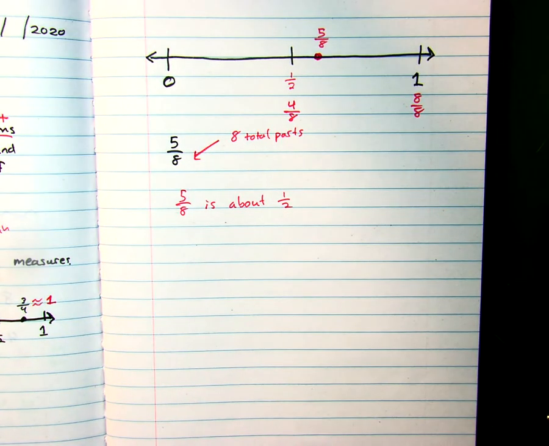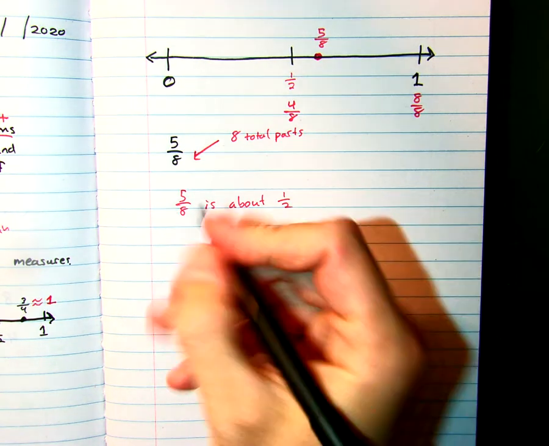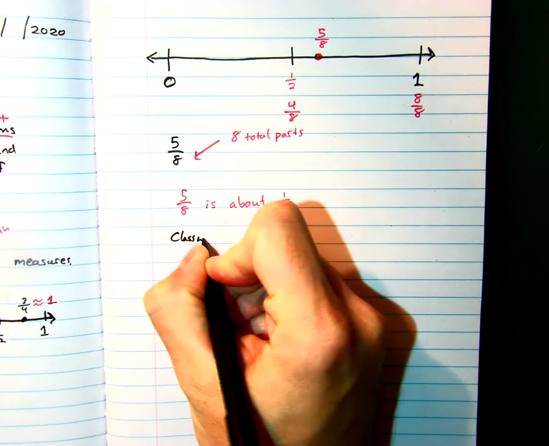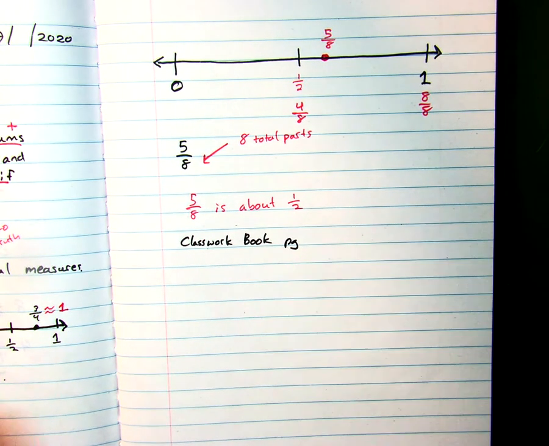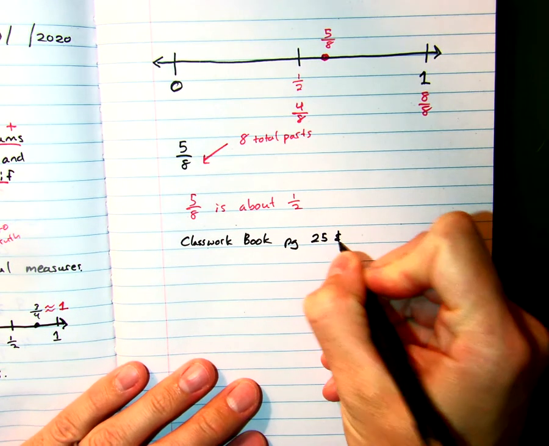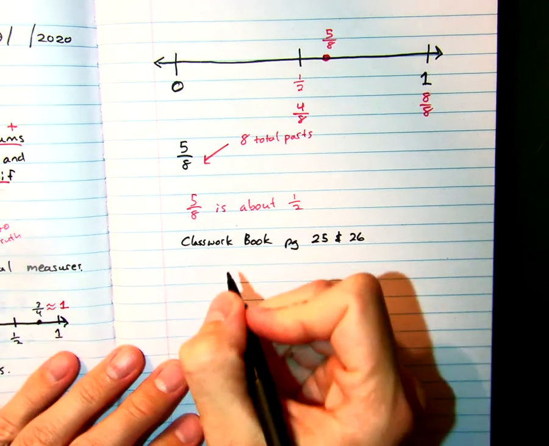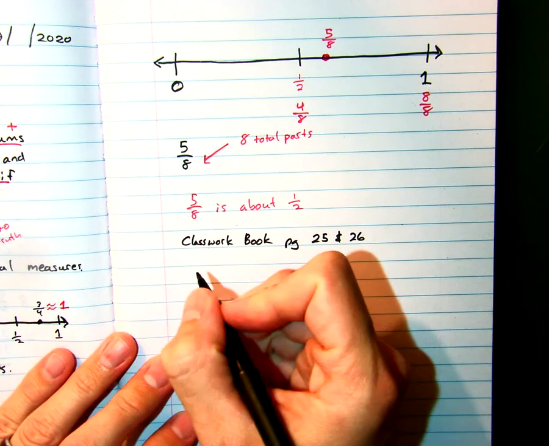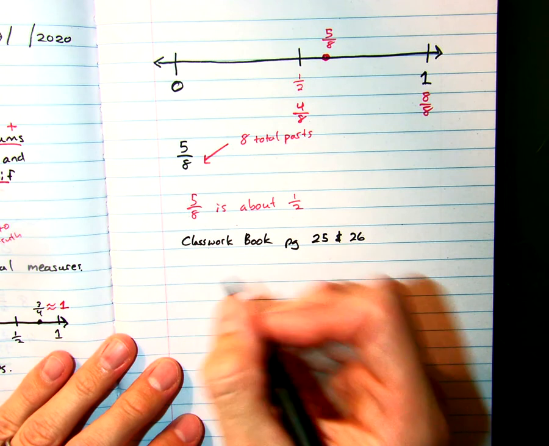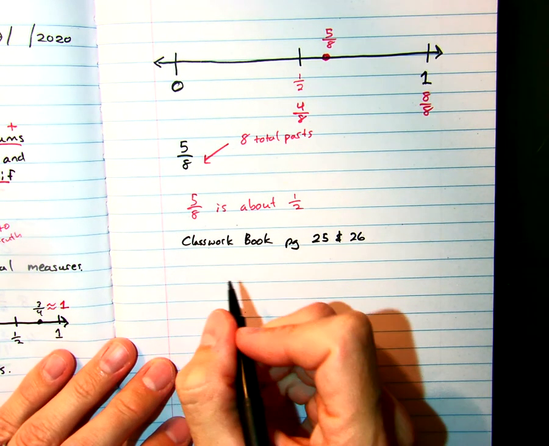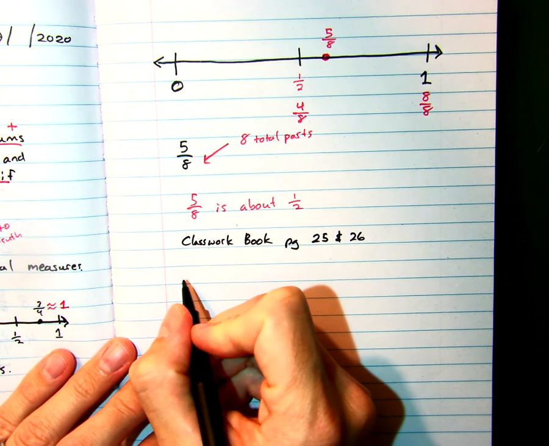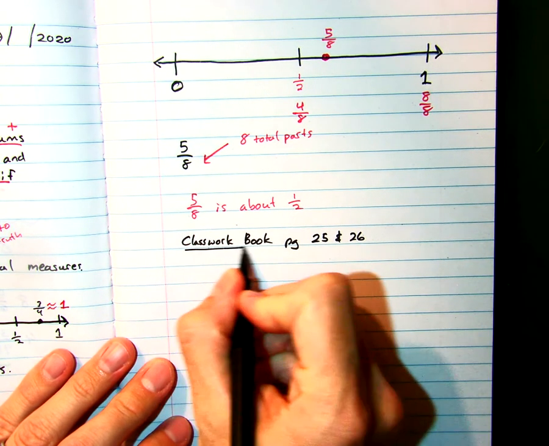Now, this is a tricky assignment, and this is one where I'm going to recommend we take a look at our workbook. So let's look in the classwork book, page 25 and 26. During our work time today, I'd like you to work on both of these pages. And during our share out, we will actually go and look at the answers to these. So you're going to have to use the class workbook today.